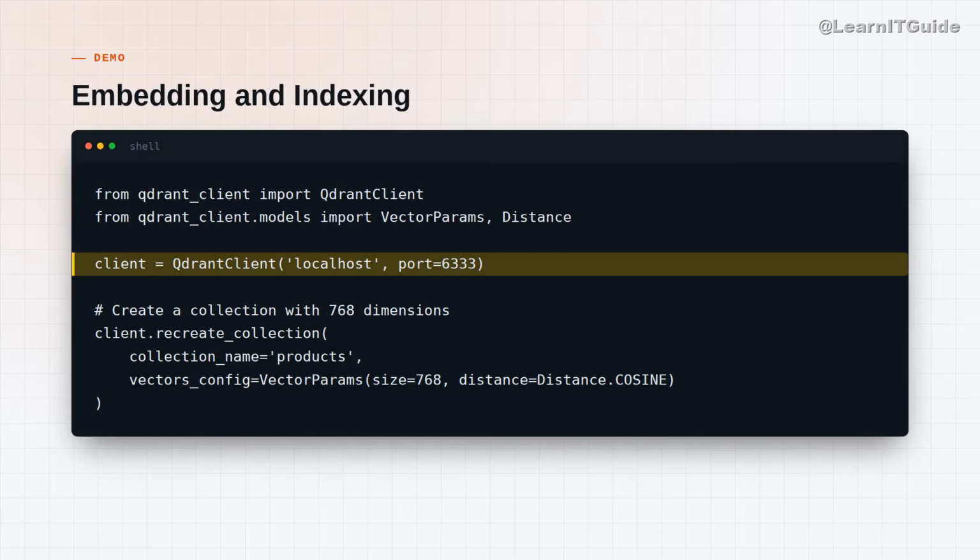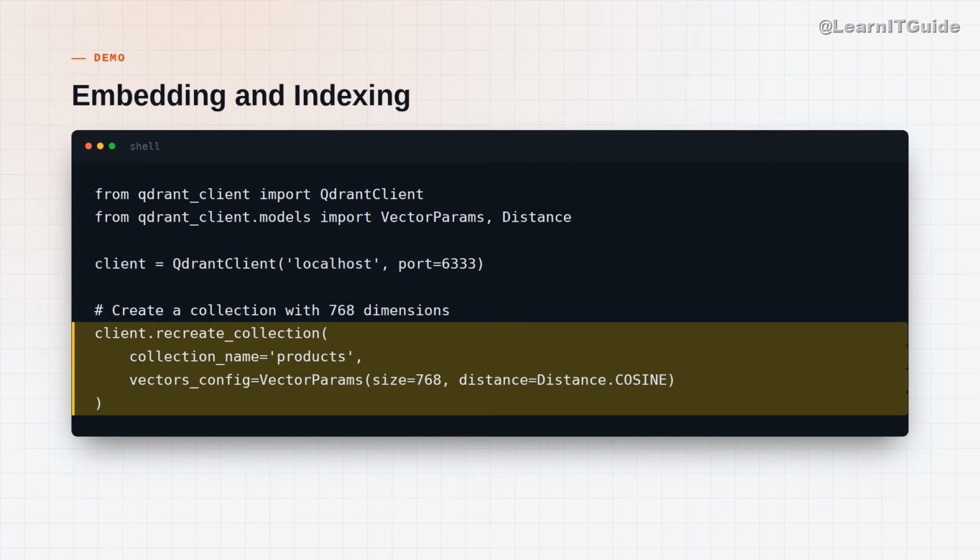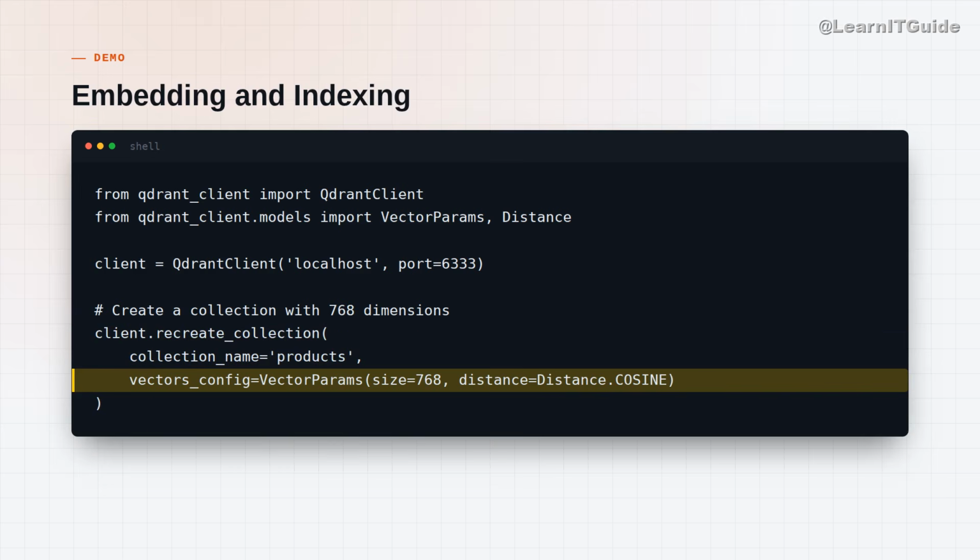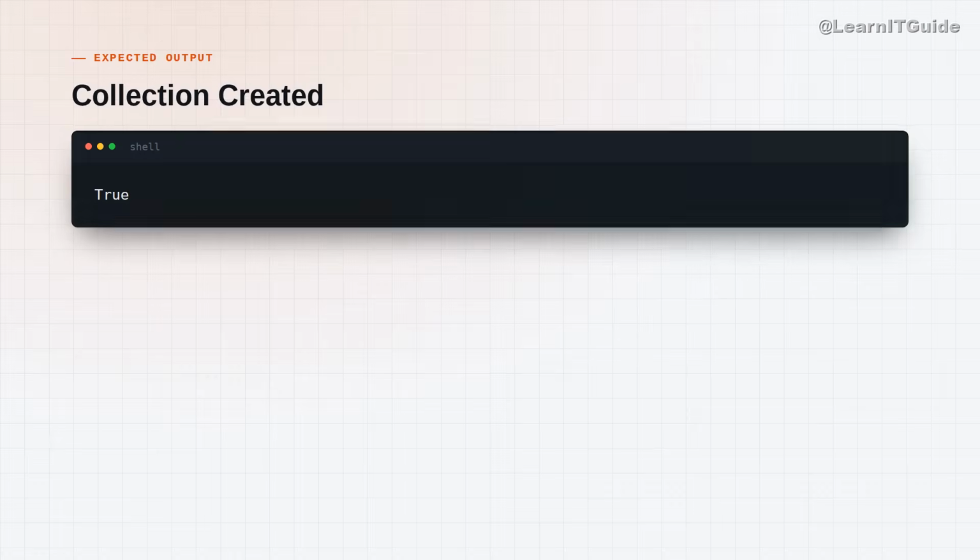Here, we initialize the client and create a collection. A collection is where we store our vectors. Notice the size parameter. This must match the output dimension of your embedding model. We use cosine distance, which is the standard for comparing semantic similarity. This is the foundation of your search engine. The code returns true, confirming the collection is ready.